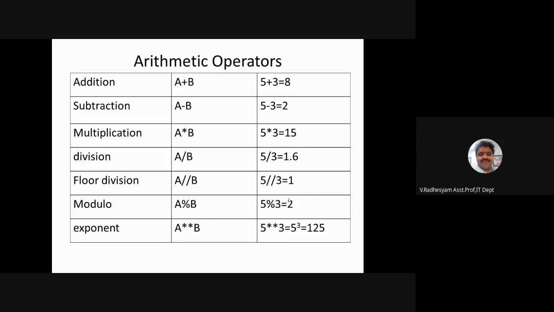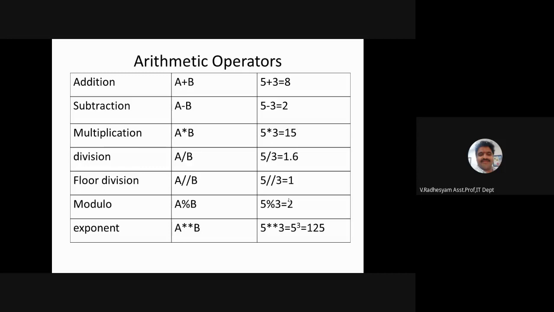Arithmetic operators, the first one, addition. Suppose A and B are any two numbers, A plus B is denoted by the arithmetic operator plus. For example, 5 plus 3 is equal to 8. If you apply 5 plus 3, you get 8. Very simple. Subtraction, same, 5 minus 3 is equal to 2. And the multiplication, 5 threes are 15. Come to division.